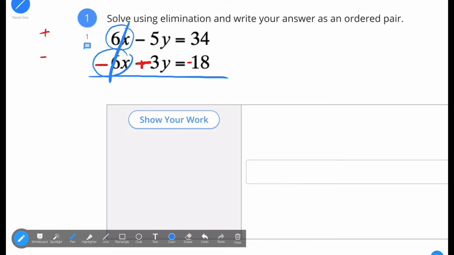Next, what we do is we are solving for y. Negative 5y plus 3y, that would be a negative 2y. And then we have 34 minus 18. That's going to give you 16. So you divide by negative 2 to both sides. So y equals negative 8.